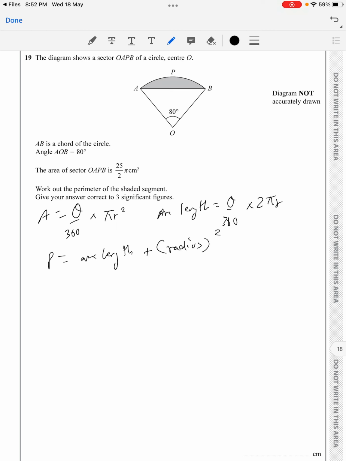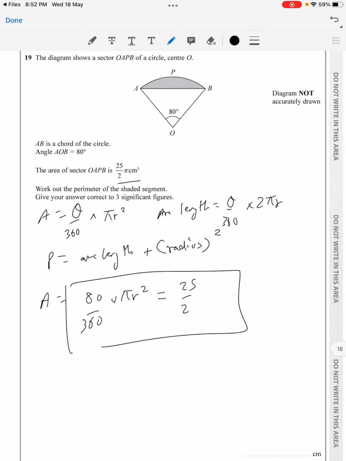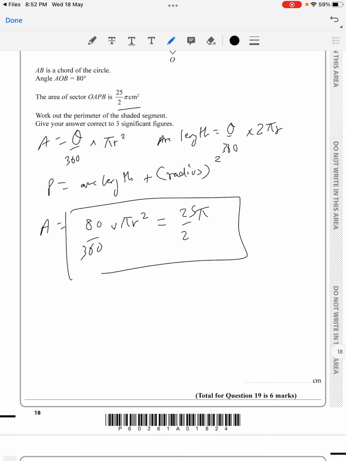So now, in order to find this out, you have to find the area of the sector. The area of the sector is given to you as 25, right? So you can apply the equation: theta is 80 divided by 360, times pi r squared is equal to 25 by 2 pi. Now based on this equation, you have to rearrange it and make r the subject of the formula. You should get r is equal to 7.5 centimeters.